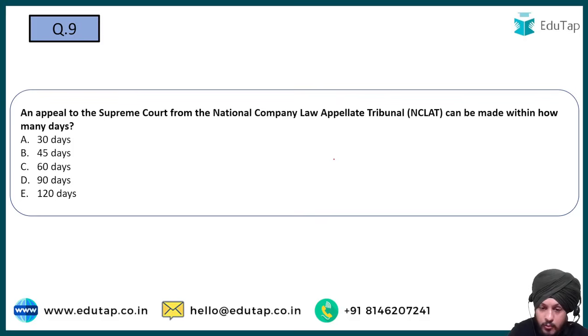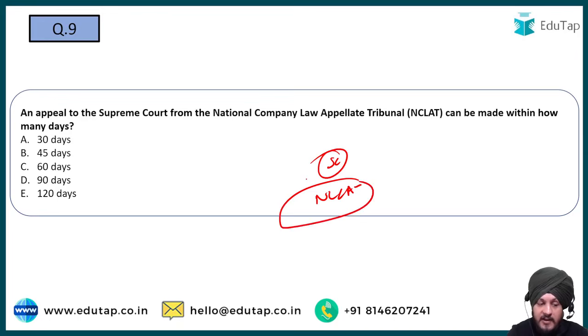An appeal to the Supreme Court from NCLAT can be made within how many days? Option A, 30 days. Option B, 45 days. Option C, 60 days. Option D, 90 days. Or option E, 120 days. So the correct answer to this question is going to be 60 days, right?